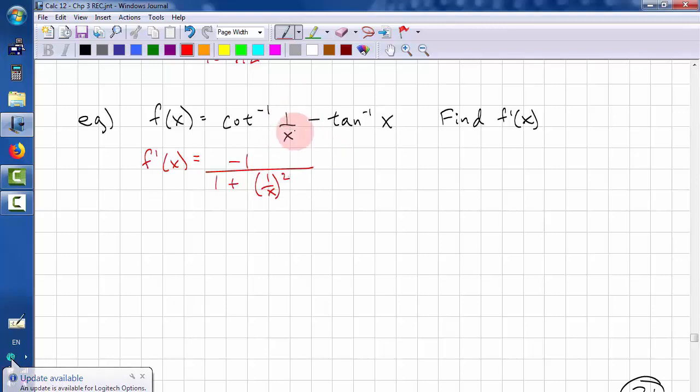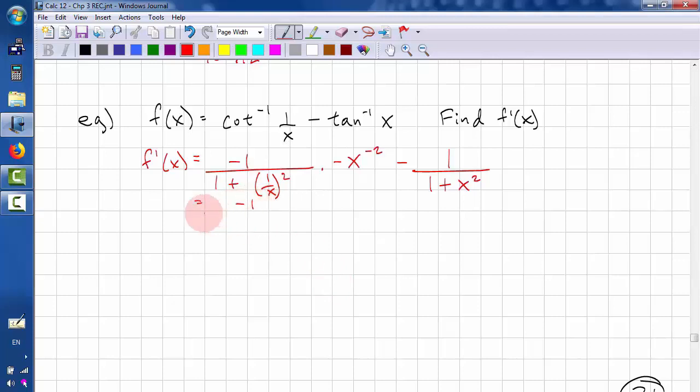This is x to the power of negative 1. So we have negative x to the power of negative 2, minus, and then we have 1 over 1 plus x squared. Okay, no chain rule here. That's just x, so we can just plug it in. Okay, we need to simplify this. So it'll be a little bit of work, negative 1.